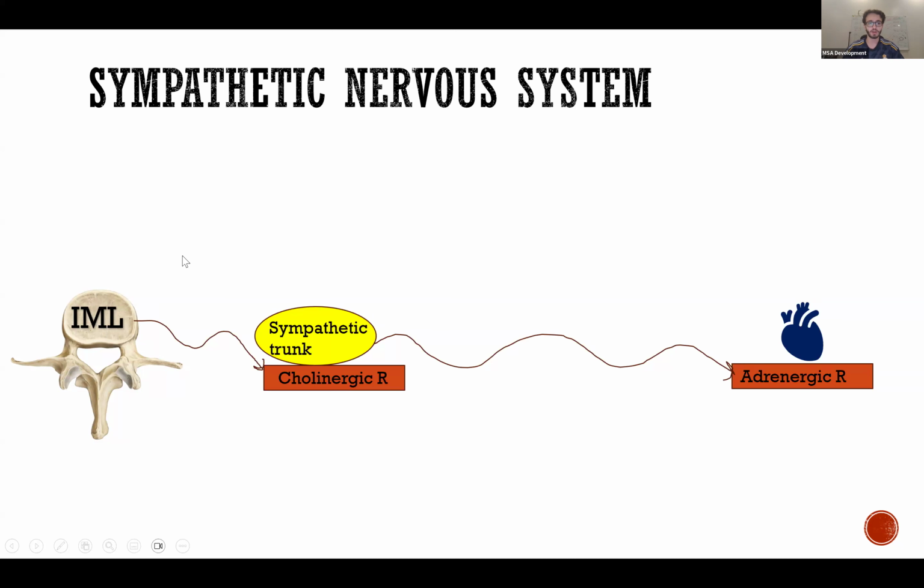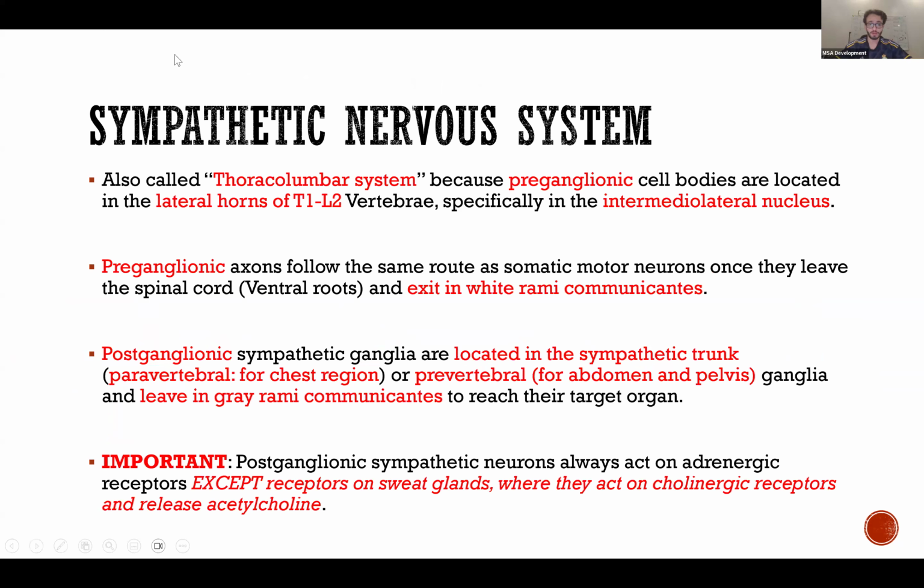But where exactly in the lateral horn? In somewhere which we call IML, intermediolateral nucleus. The intermediolateral nucleus is found in the lateral horn of T1 to L2 vertebrae. It contains the preganglionic neurons of the sympathetic system. Let's go with the text. The sympathetic system is also called the thoracolumbar system. Why is that? We said in the sympathetic nervous system, the neurons are found from T1 to L2, right? T1, T is thoracic, L2, L is lumbar. It is the thoracolumbar system. Or as we said, the preganglionic cell bodies are located in the lateral horns of T1 to L2 vertebrae, specifically in the intermediolateral nucleus. You guys have to remember this. They ask a lot of questions about it.